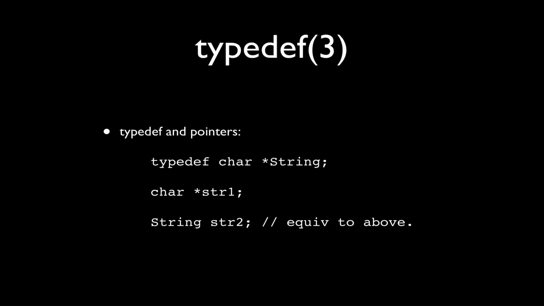We can also use typedefs to define pointer types. So I could have a string, which is a char star, defined as follows. I have a typedef space char space star String. And what this is basically saying is String with a capital S is the same as char star. So when I say char star str1, I'm defining a string pointer, and my last example on this screen, String with a capital S str2, is basically defining a variable str2 with the equivalent type to str1. It's just a character star.